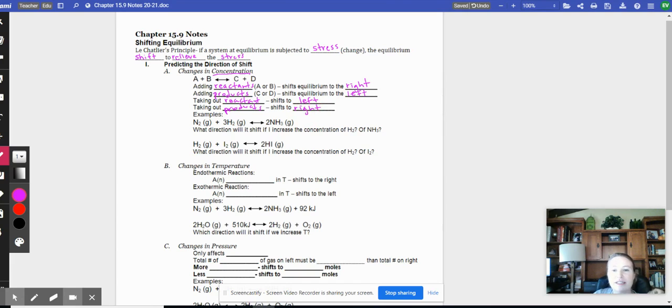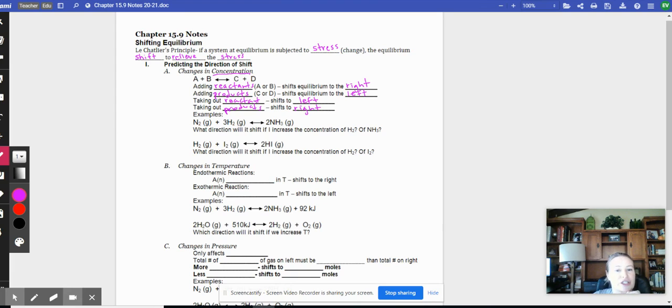Okay, now on the AP test, they're not going to ask you, does this shift left or shift right? That's too easy. It's a 50-50 chance of getting it correct. What they're going to ask is something like this. What happens to the concentration of NH3 when you remove hydrogen or nitrogen? So that's a typical AP question. To get there, let's answer the easy question first.